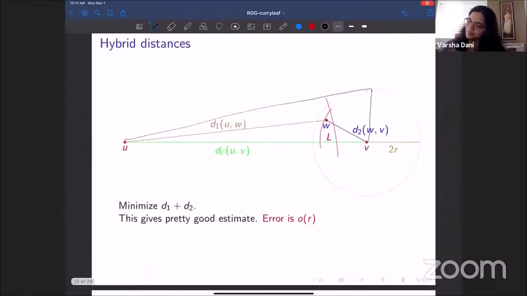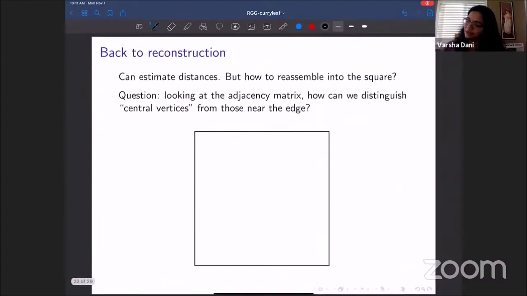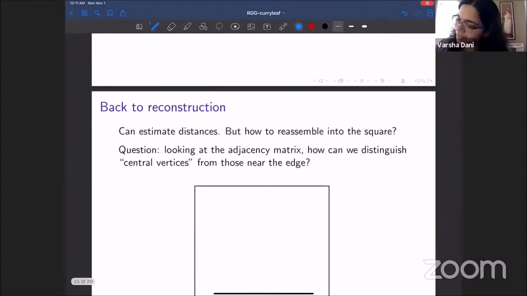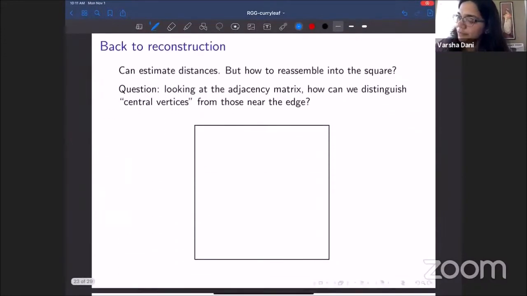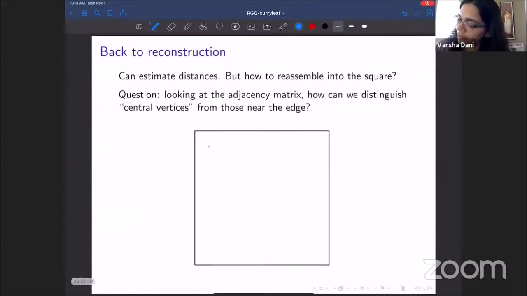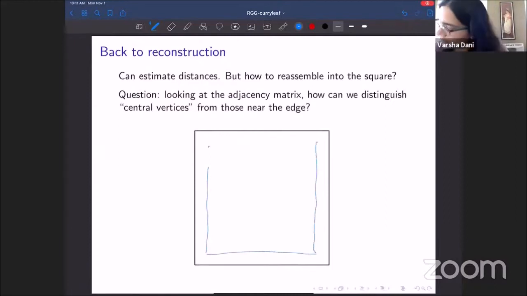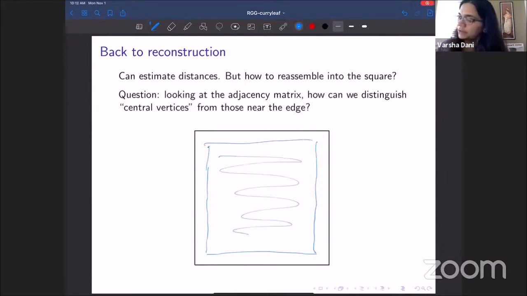So the question is, in order to do this hybrid distance, you at least need this point to be well inside the square. So here's the square, and I have a list of points and I have their distances from each other. How can I tell whether a vertex is in this nice central region or whether it's in this iffy edge region?